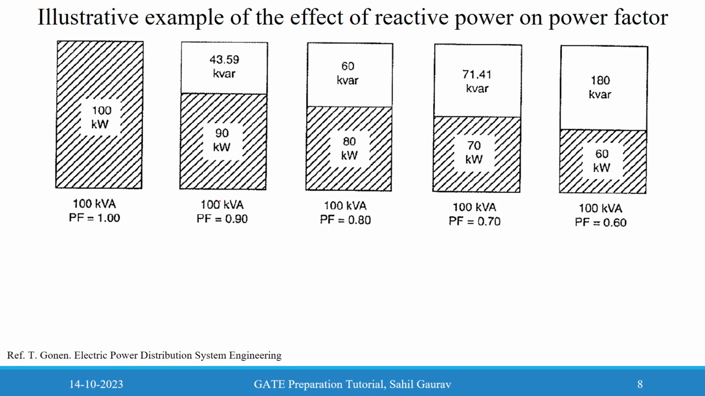In the previous case we have fixed the active power constant. Now in this case we have fixed the apparent power constant, that is 100 kVA. So in this case we have fixed the load kVA demand. And with the reduction of power factor, we can see that the amount of active power we are taking is also getting reduced down.